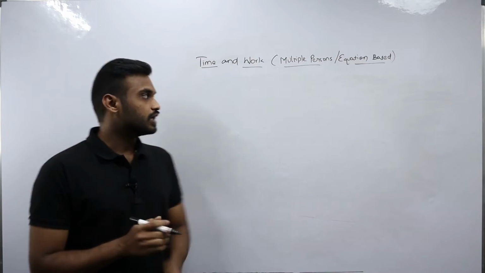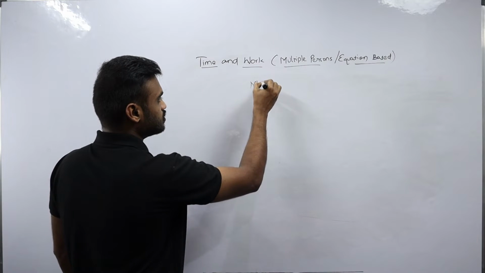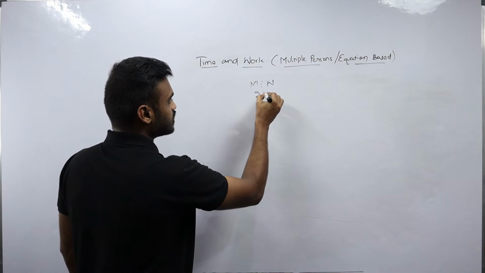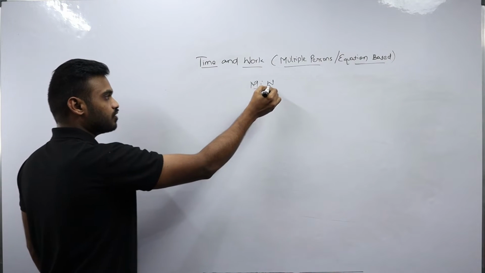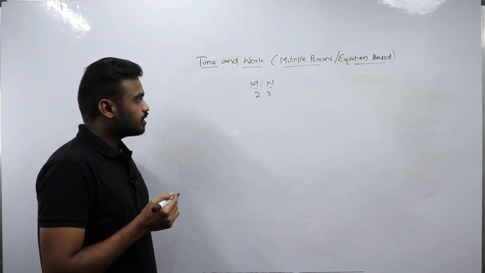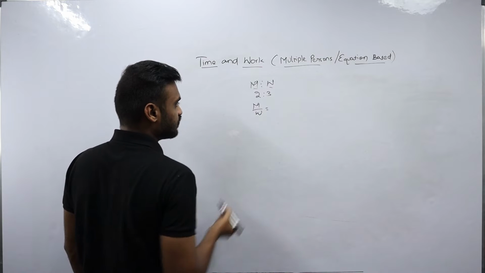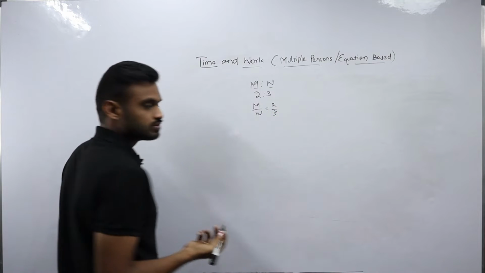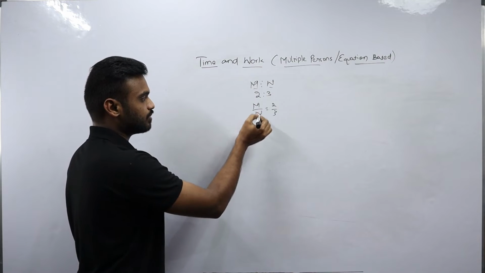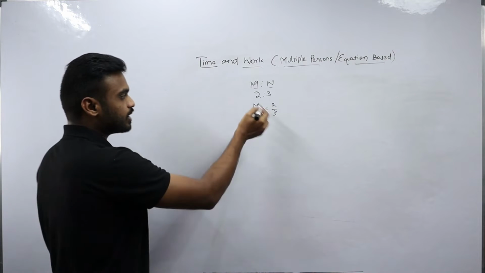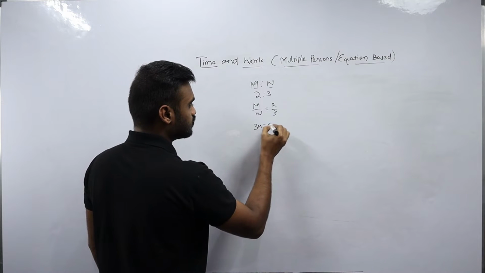Suppose I am considering the ratio of efficiency of men and women is 2:3. Now how can we write this? Men and women, the ratio of efficiency is 2/3. Whenever it is given in a ratio, we can write it as men by women equal to 2/3. Now by cross multiplying, we will get 3 men equal to 2 women.